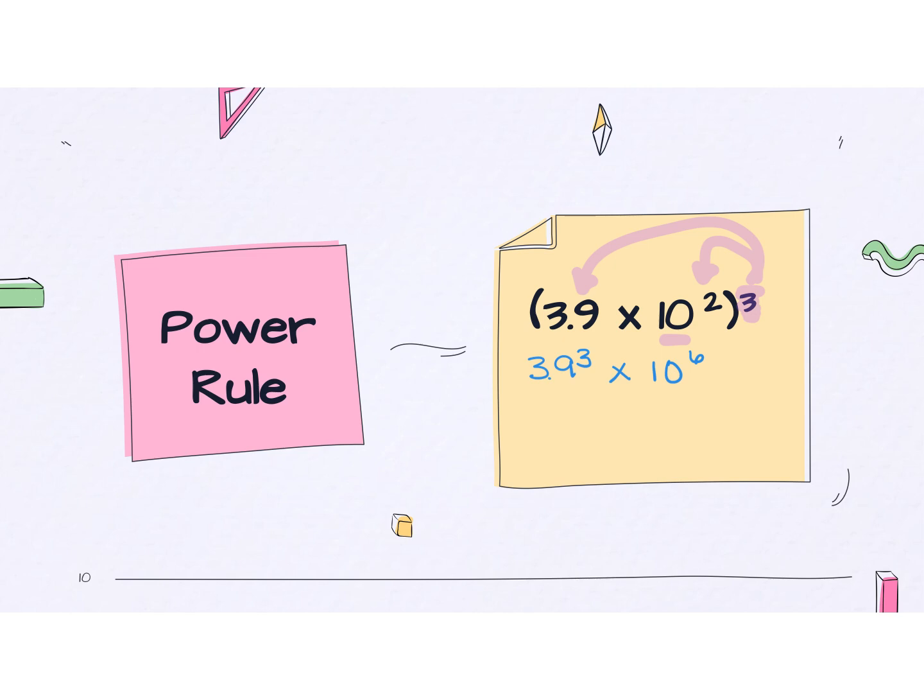Then you have to expand 3.9 cubed. When you do that, you get 59.319 times 10 to the power of 6. But you have to move your decimal, plus 1. So you get 5.9319 times 10 to the power of 7.